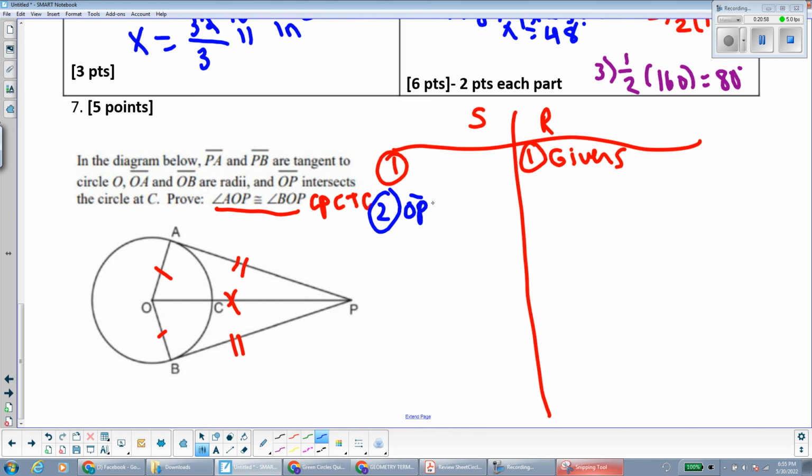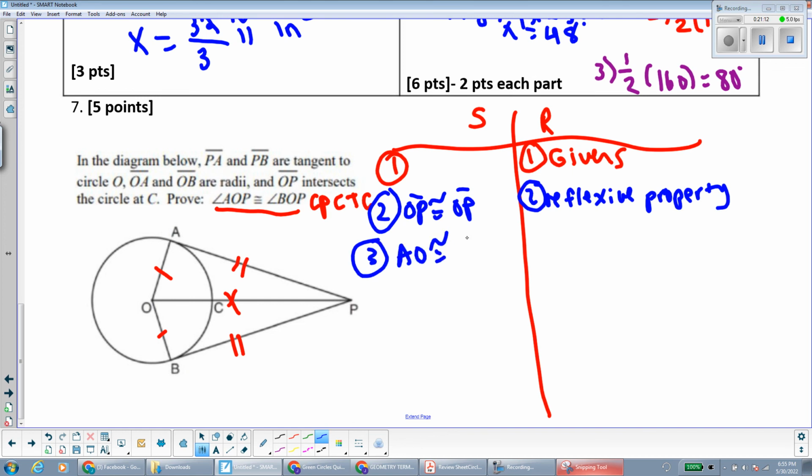I'm going to mention OP is congruent to itself. That is the reflexive property or postulate, same thing. I'm going to mention AO congruent to BO, and we know that because all radii of a circle are congruent.